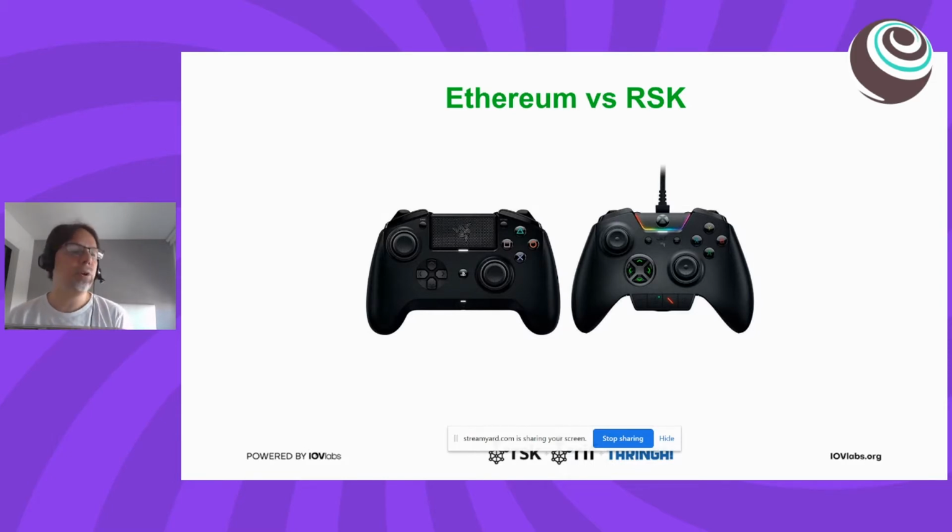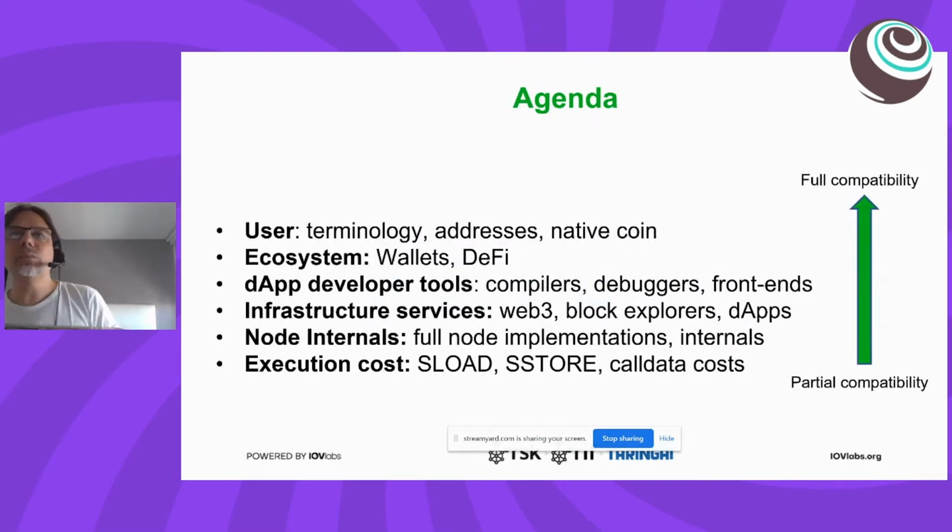So in this talk, I'm going to talk mostly about the internals, and also about the perception of the RSK blockchain for different audiences. First, I will tackle the main differences and similarities between the RSK blockchain and the Ethereum blockchain from the perspective of the user. Then I'm going to talk about the perspective of the application developers, the dApp developers, and then the perspective of core developers that want to know what's going on inside of an RSK full node. So that's my idea for this talk.